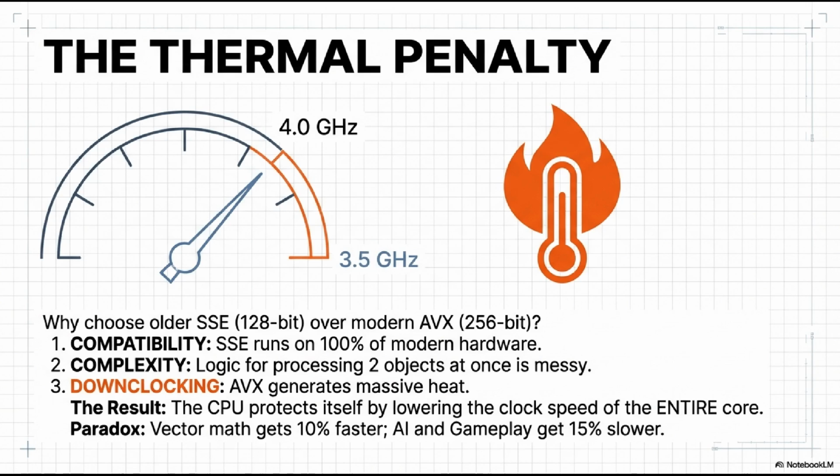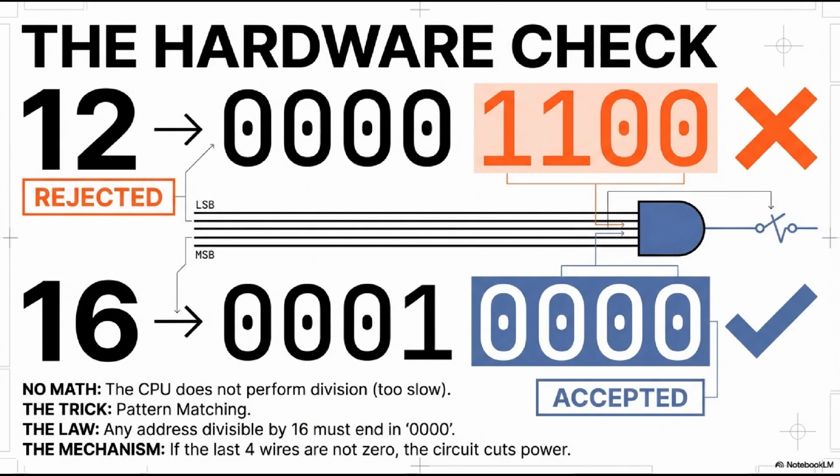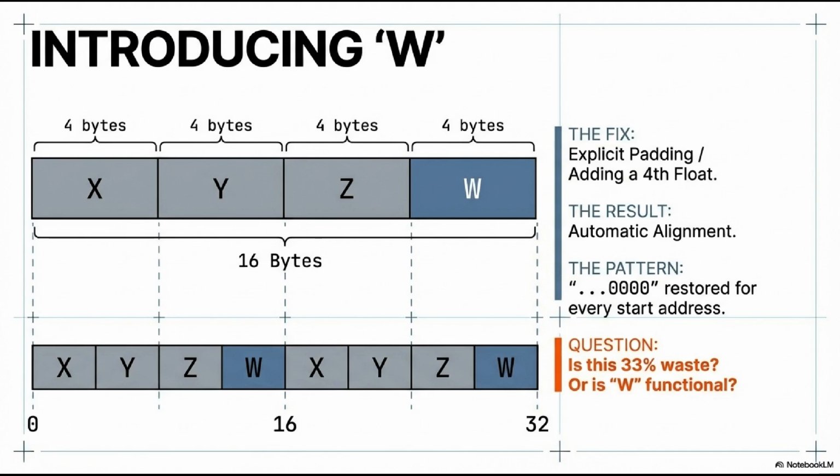Think about it. If your data starts at address 0, is 0 divisible by 16? Yes, it works. If your data starts at address 16, is 16 divisible by 16? Yes, it works. If your data starts at address 32, yes, it works. What if my data starts at address 4, or 8, or 12? 4 is not divisible by 16. It is a misaligned address.